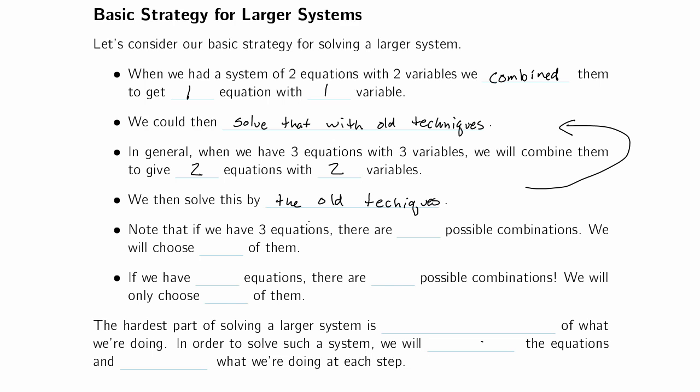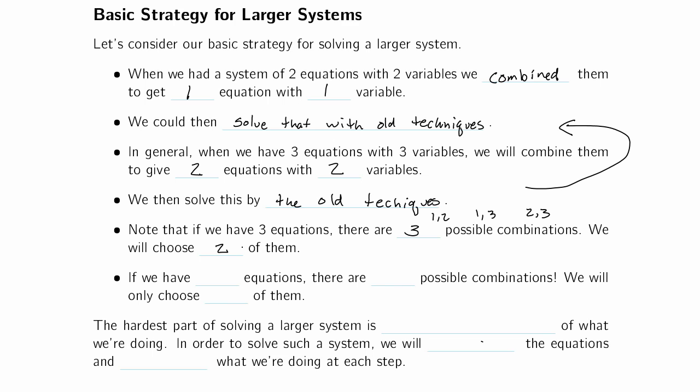Now, when we had two equations with two variables, there's only one way to combine two things. We'd combine the first one with the second one. When we're combining three equations, there are actually three possible combinations, right? One with two, one with three, and two with three. There are three possible ways to combine pairs out of three. But we're only going to choose two combinations.